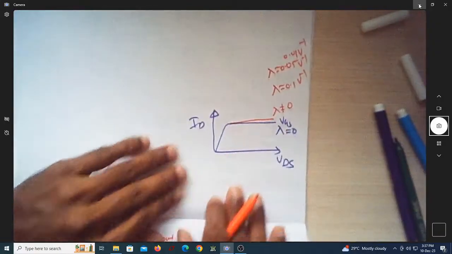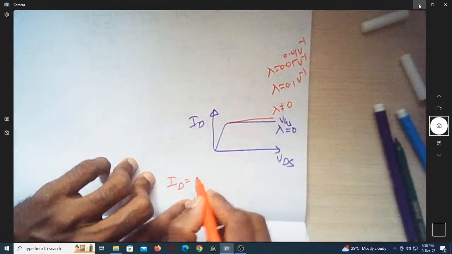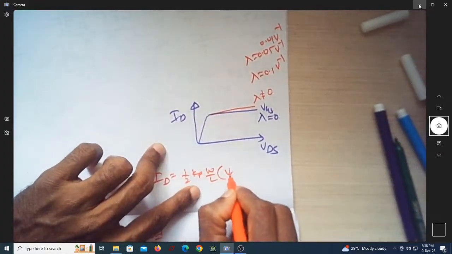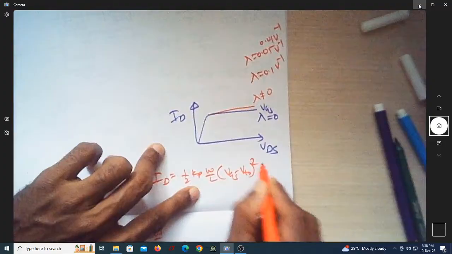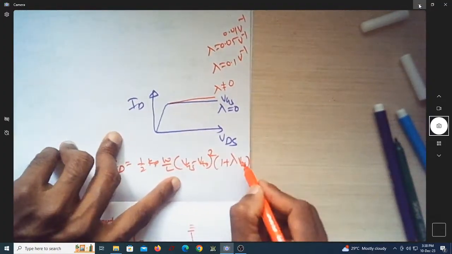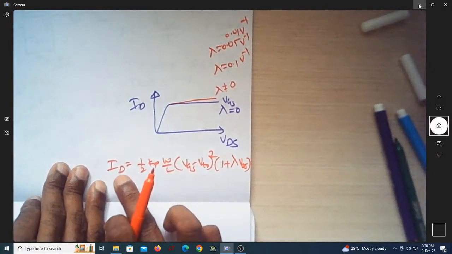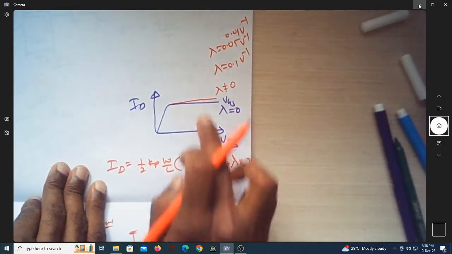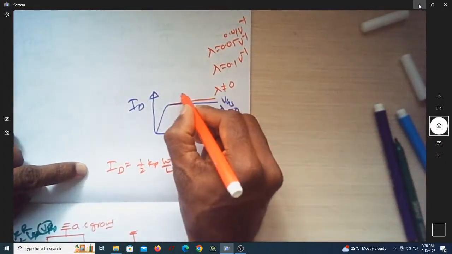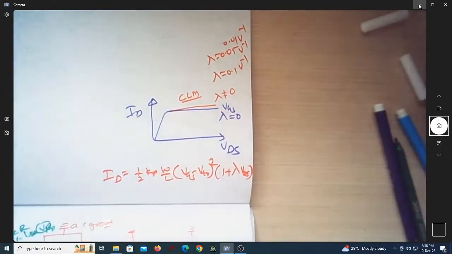The associated equation, if you consider lambda, is that ID in saturation is given by half Kp W by L times VGS minus VTO whole square times 1 plus lambda VDS. This is VDS, this is VGS. So this is the expression for the drain current in the saturation region with lambda non-zero. When I say lambda non-zero, it means channel length modulation is considered.